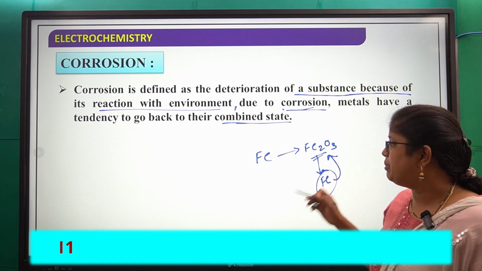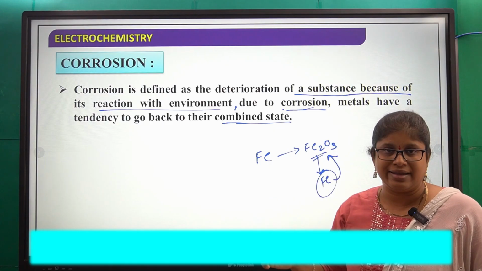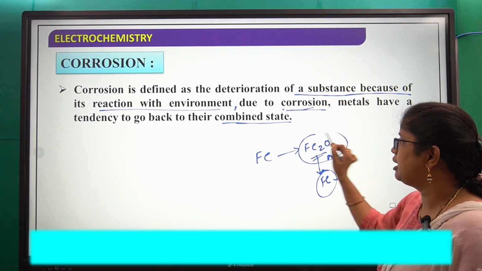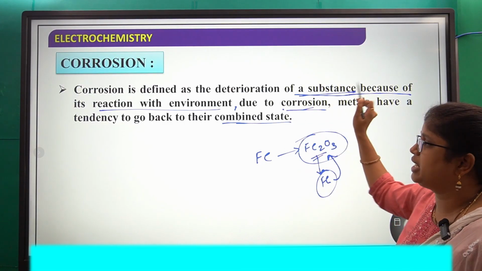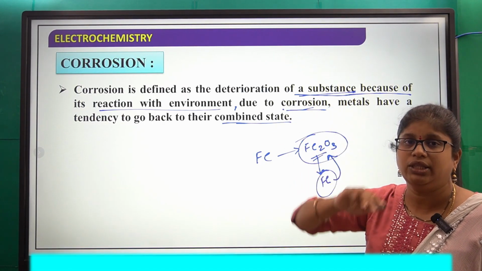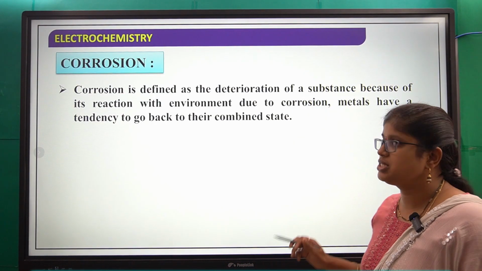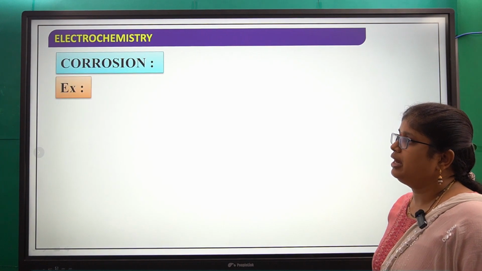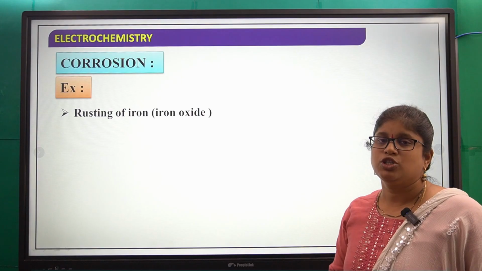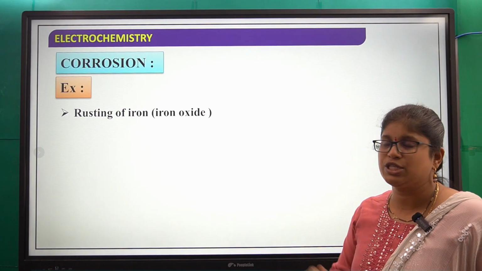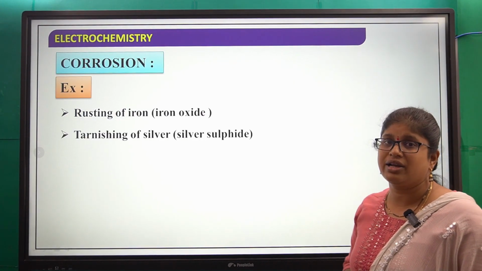So like this, metals combine with environmental gases and go back to their combined state. So corrosion is the deterioration of a substance because of its reaction with atmospheric gases. Now we will see what reactions take place on the metal surface. For example, rusting of iron: whenever iron reacts with atmospheric gases, it gives iron oxide.